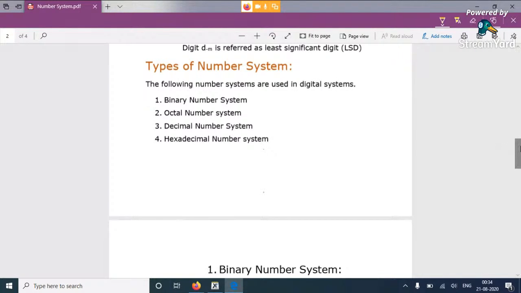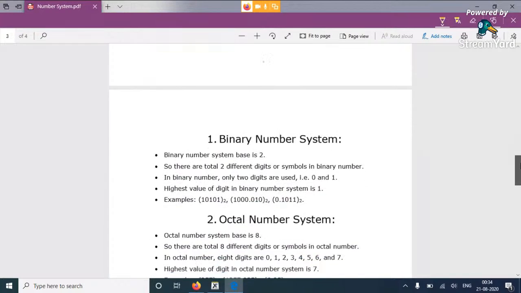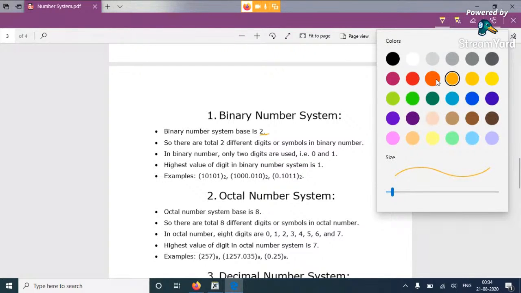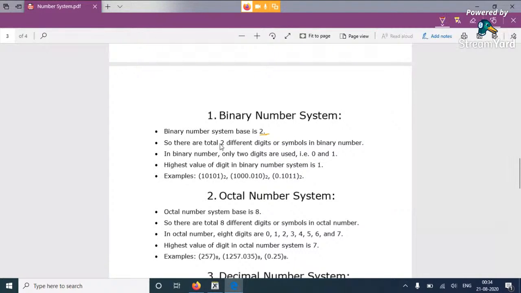First I will explain the binary number system. The binary number system has base 2. Every standard number system has its own base. This base indicates the total number of digits or symbols used in that number system. Since the base is 2, there are a total of 2 different digits or symbols in binary numbers.